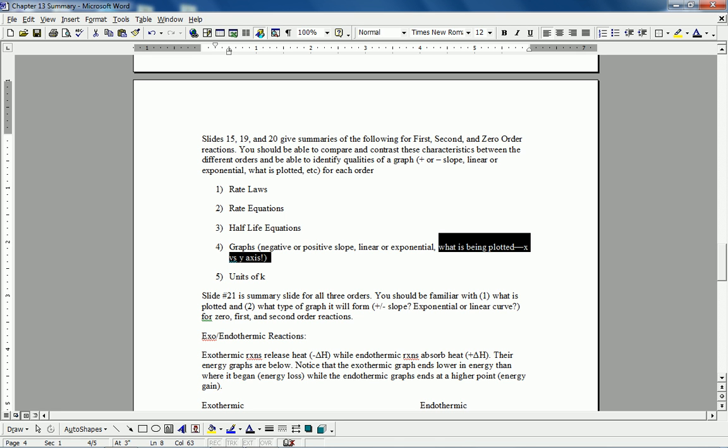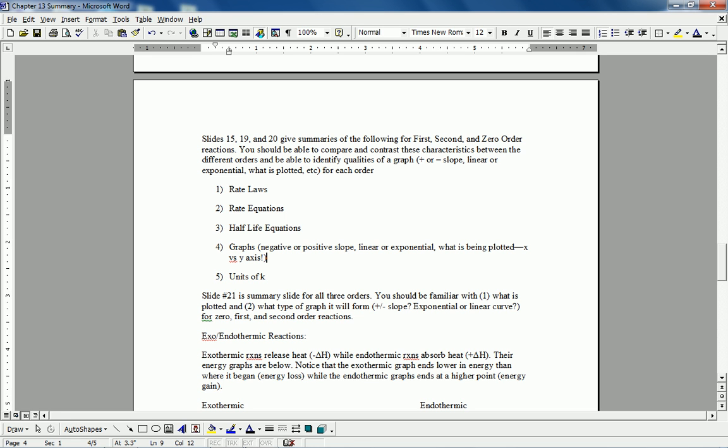What's on the x-axis? What's on the y-axis? Am I plotting concentration versus time? Am I plotting 1 over concentration versus time? Am I plotting the natural log of concentration versus time? You need to know what is being plotted against what.